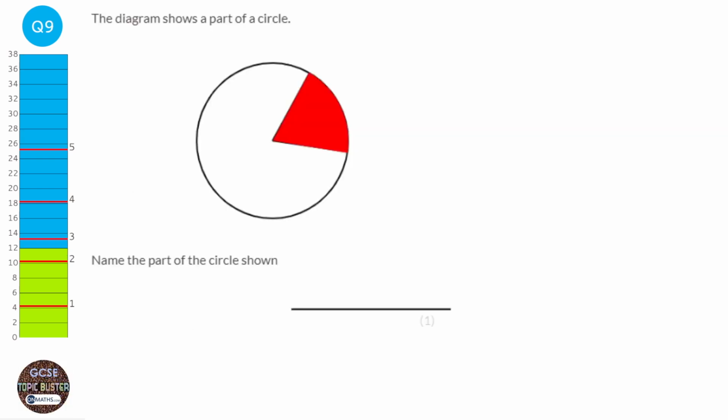So you do need to know the parts of a circle. So the full distance around the circle is called the circumference. If you've got a little bit of it, it's an arc. If you've got a line across it, that would be a chord. And the part that's kind of trapped in there is called a segment. Then if you've got a line across the circle going through the centre, that's a diameter. If you've got a line just going to the centre, then that's called a radius. If you've got a line that touches the circle just on one point, like that, that's a tangent. But in this case, we have a sector.